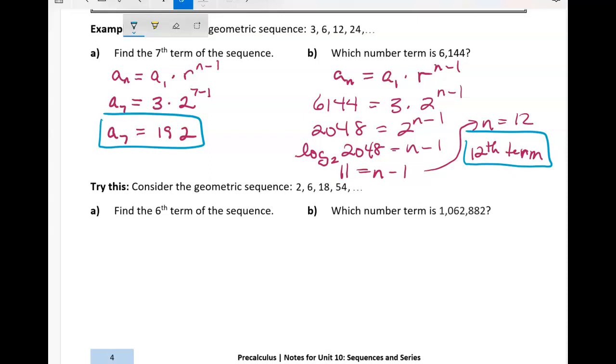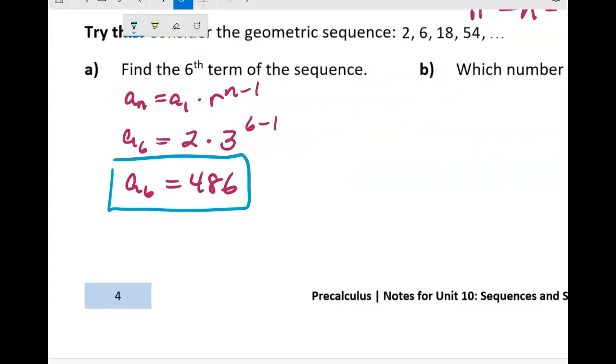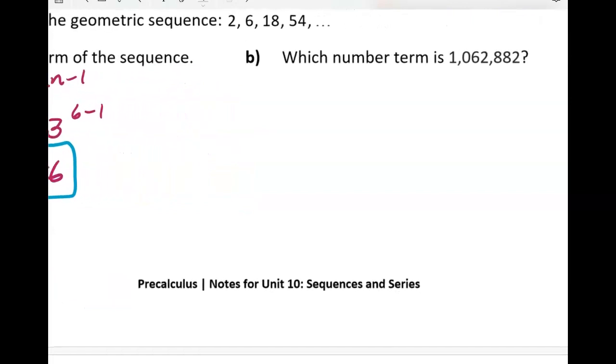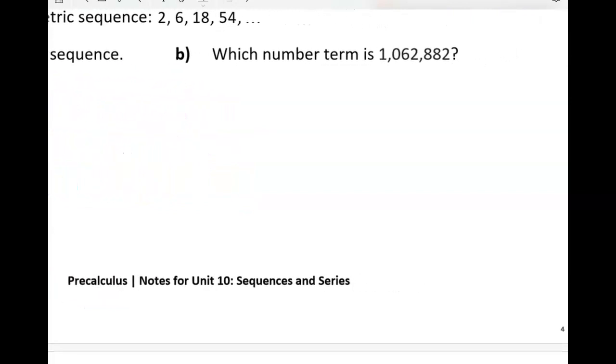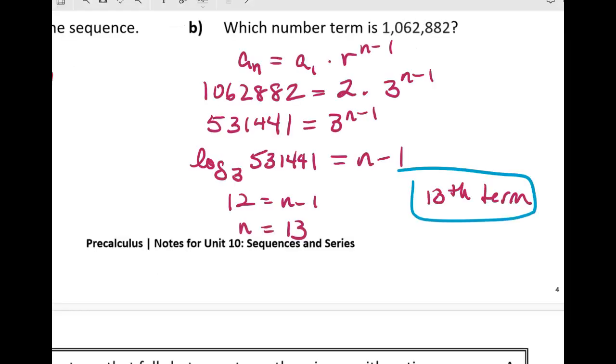All right, try A below on your own. The 6th term equals 486. And now try B, where we're looking for the number of the term that's equal to 1,062,882. So we should have found out that the 13th term has that value.